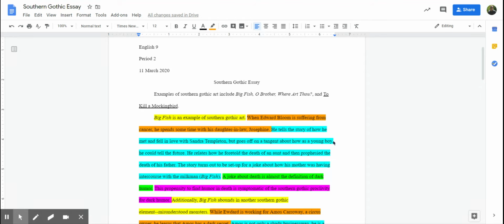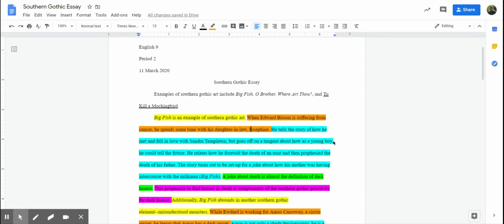So picking a person inside the class to peer edit it would be a good thing to do. Picking a person outside the class to peer edit it would be a good thing to do. Doing both would be fantastic, now that I think of it.